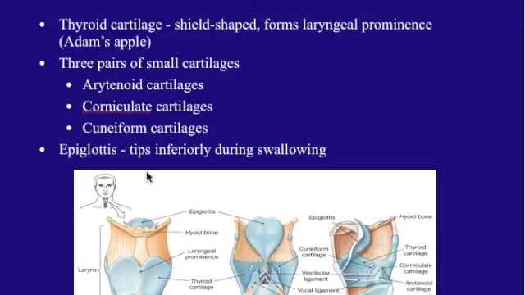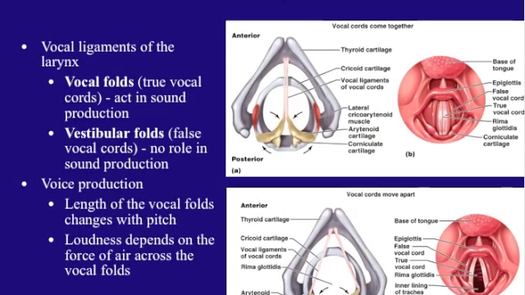The nine cartilages of the larynx. There are nine cartilages of the larynx. The thyroid cartilage, which is like your Adam's apple. You can actually feel your Adam's apple. Then there are another three pairs of small cartilages. Then there's the epiglottis, which helps with swallowing.